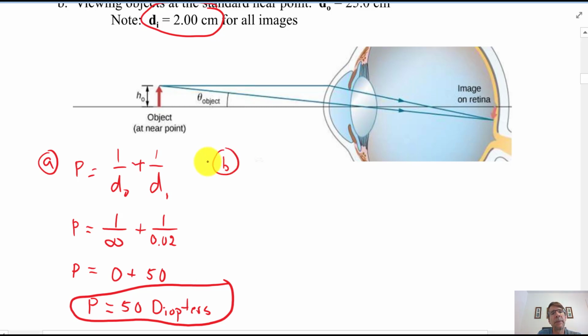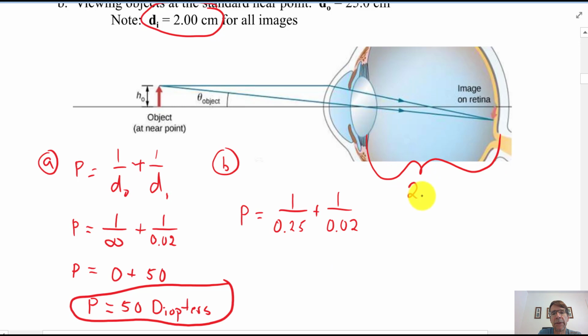Part B, what is the power when you're looking at something at your near point, the closest you can focus on for a normal healthy eye? Once again, I'm just going to plug into that equation. P equals, now my object is at the 25 centimeter mark, 0.25 meters. It's at the near point. My image still has to focus on the retina, 2 centimeters behind the eyeball. So this is 2.0 centimeters, 0.02 meters.